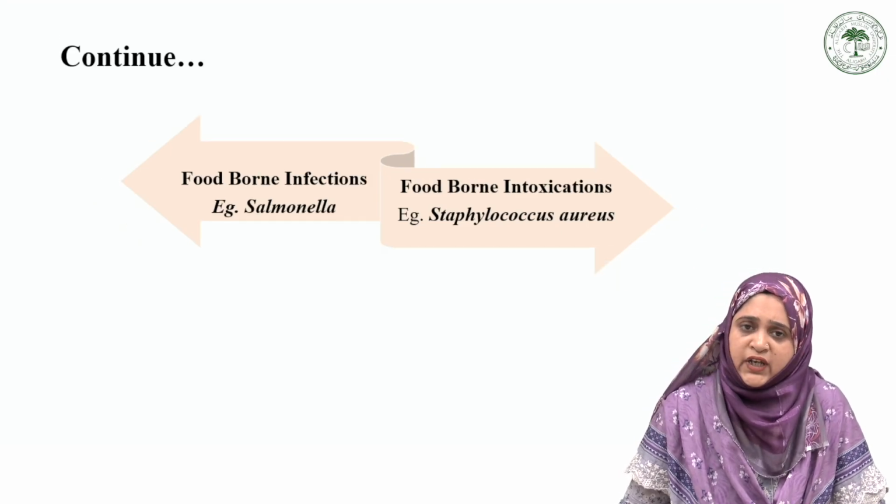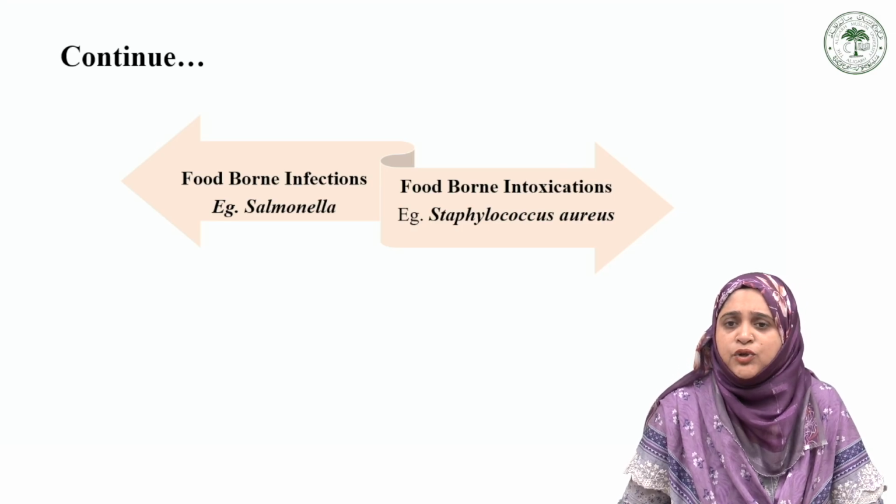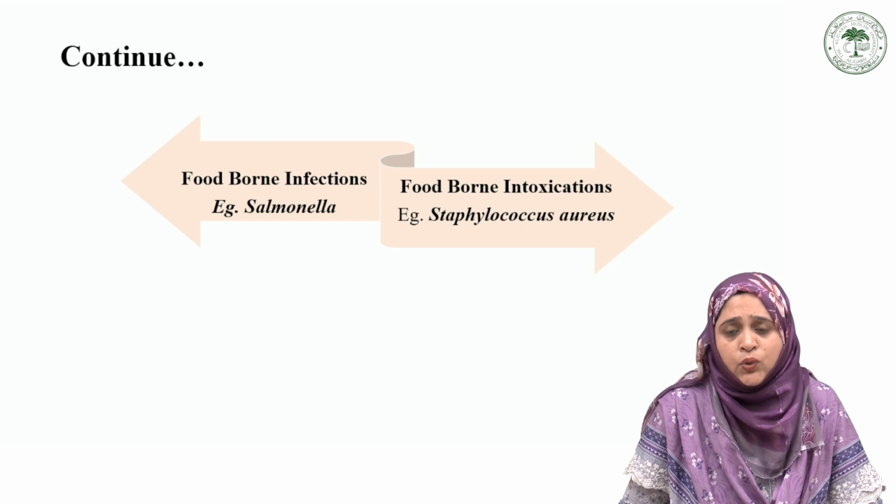Foodborne intoxication. Foodborne intoxication is caused by some bacteria that produce harmful toxins which are present in food even if the pathogens have been killed. Organisms produce toxins when the food has not been kept hot enough or cold enough.